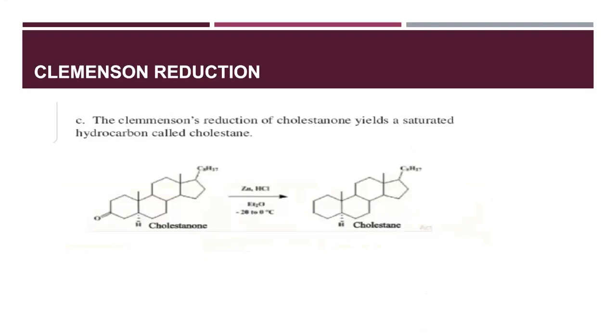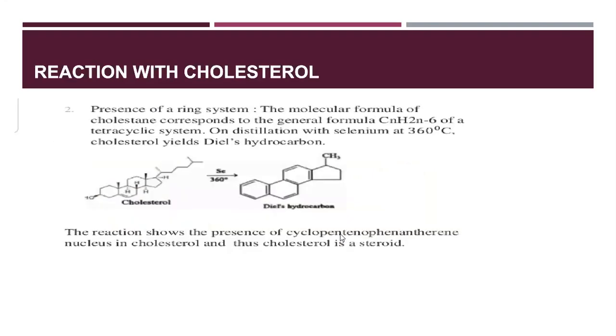Clemmensen reduction means the cholestenone yields a saturated hydrocarbon called cholestane when it is reacted with zinc in the presence of hydrochloric acid at 20 to 22 degrees Celsius. Cholestenone is converted into cholestane.